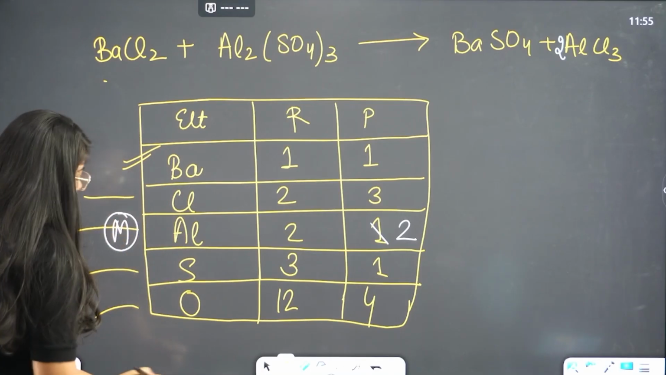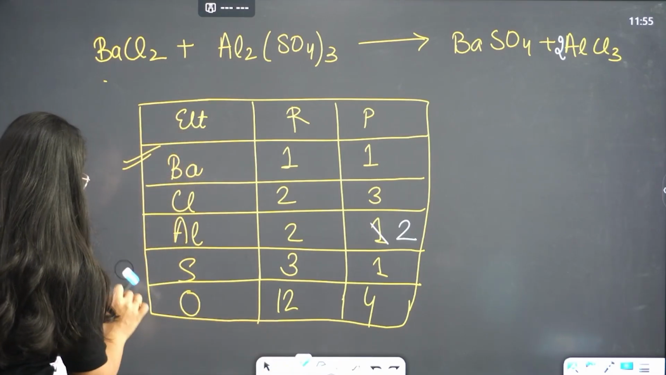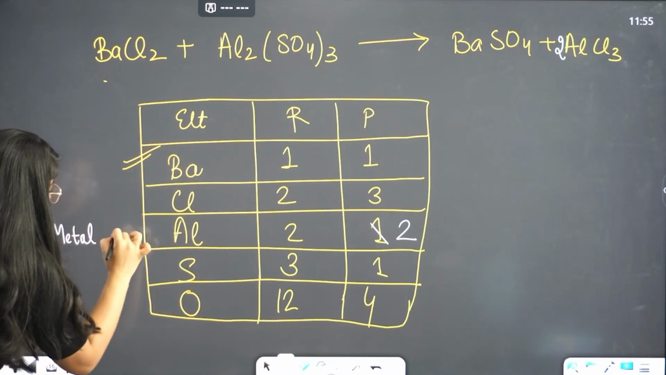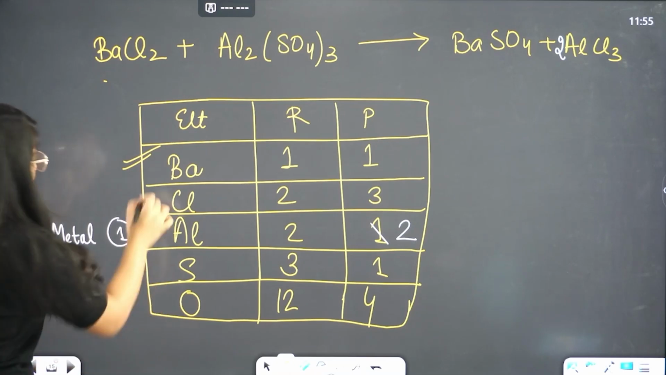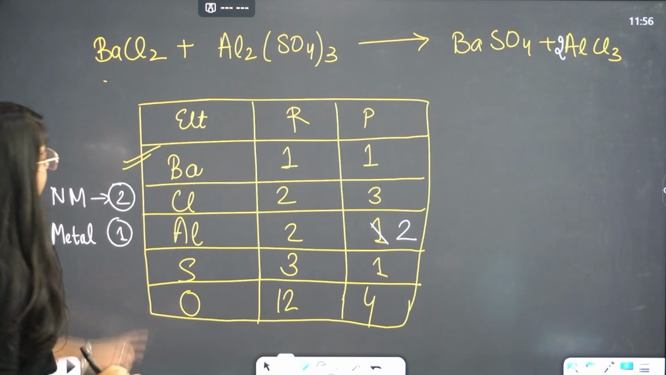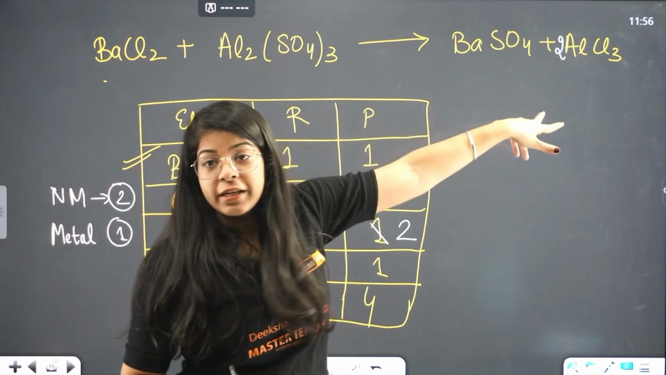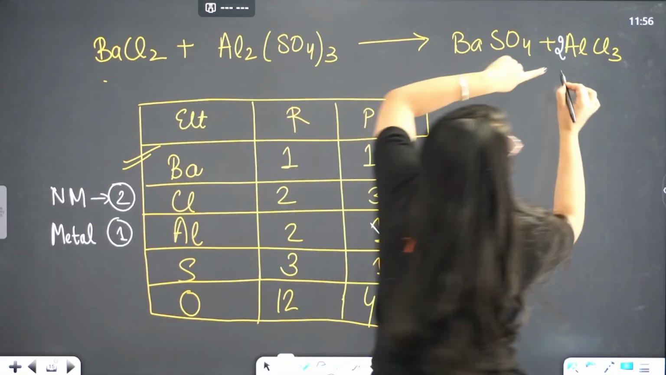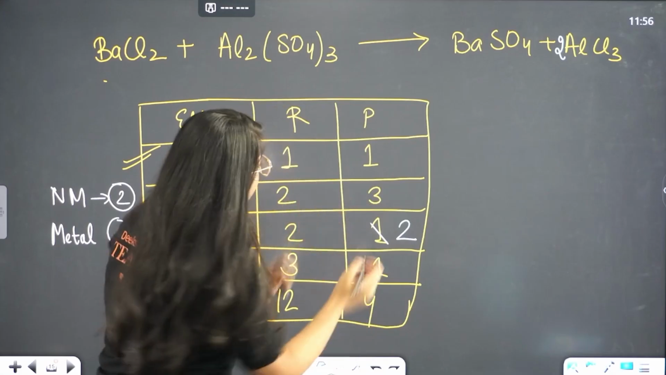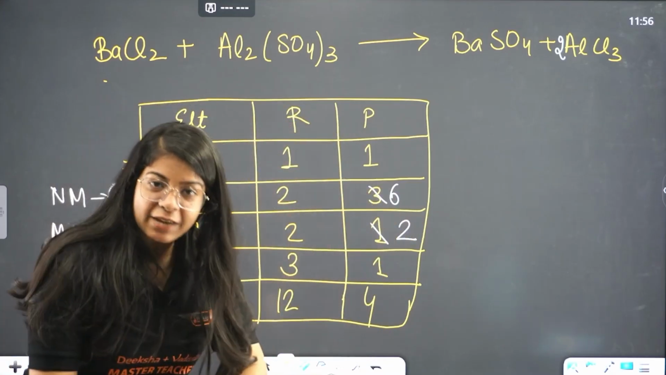Now we move on to chlorine. Aluminium is a metal, so we balance it first. Then chlorine is a non-metal, so we balance it second. Chlorine is 2 here, chlorine is 3 here, but now chlorine is not 3, it becomes 2 into 3, 6. So chlorine on the product side became 6. Understood? Go very carefully, very slowly.